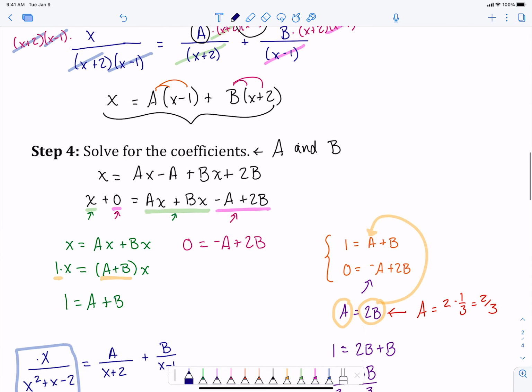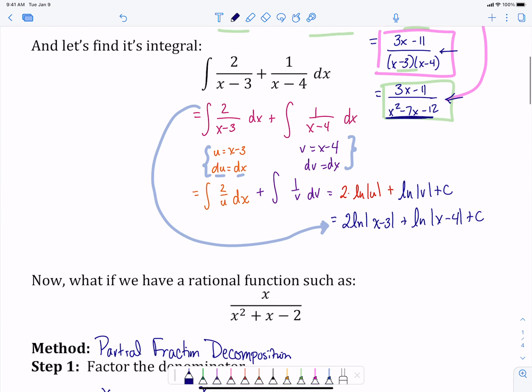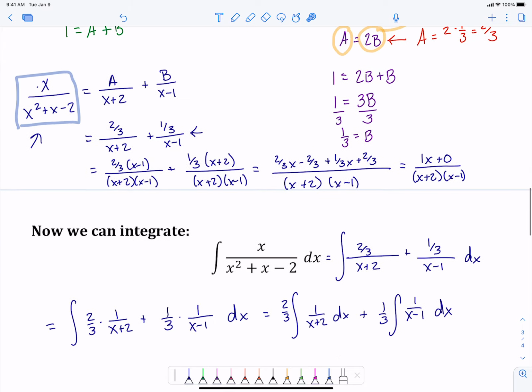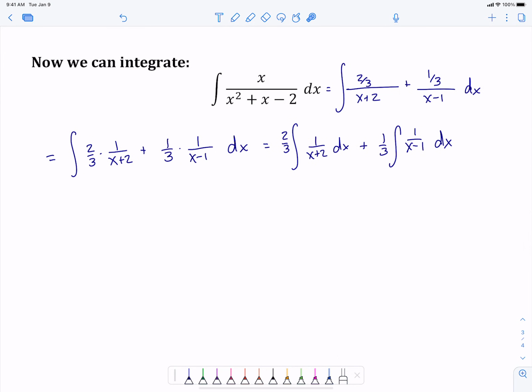And so now hopefully what you see right here is that we're back to a very, very similar integral to what we had way up here when we were doing this original integral. Each of these is pretty easy to do because when we do the substitution, we just get 1 over u or 1 over v, and it's just natural log. That's the same thing down here because we don't have a coefficient on either one of those x's. So we get 2/3 natural log of the absolute value of x plus 2, plus 1/3 natural log of the absolute value of x minus 1, plus our constant. And that's our integral.